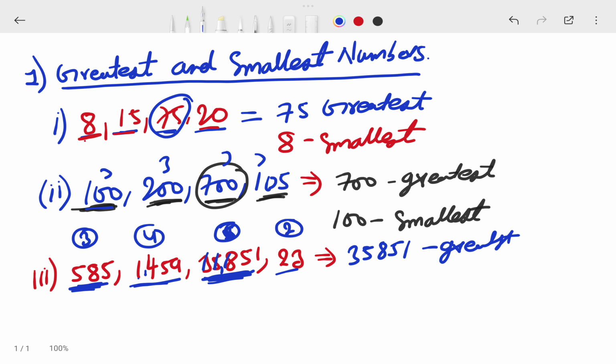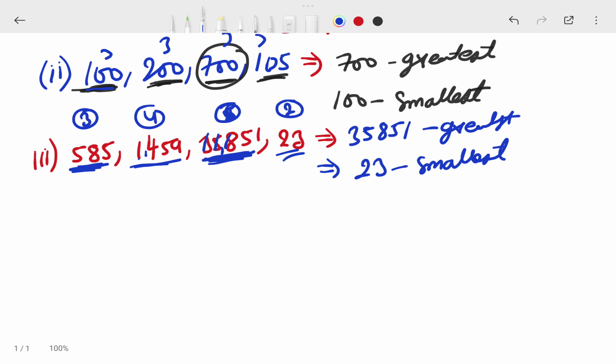Which is the smallest? In this one, the one which has very small digits is going to be the smallest. 23 is the smallest in this one. Okay, 23 is the smallest. Now I will take another question.